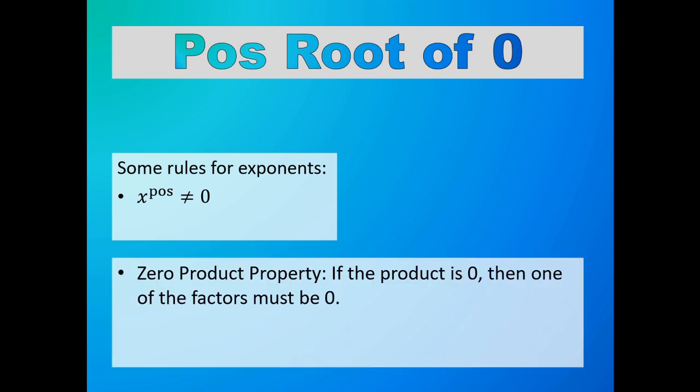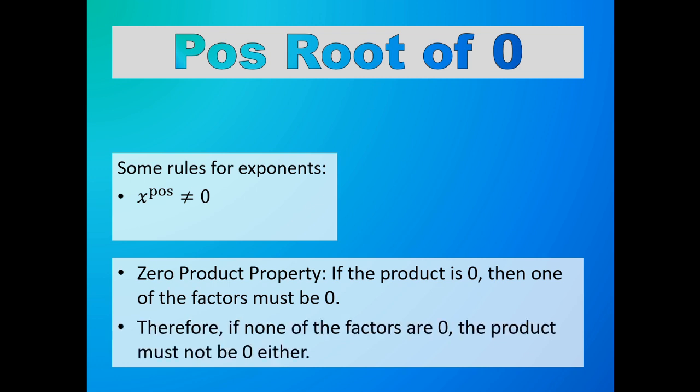Here's why. We already explained why the zero product property is true in this set of videos. It states that if the product is 0, then one of the factors must be 0. Now, a factor means one of the numbers being multiplied together. Because of this, if none of the factors are 0, the product must not be 0 either. We know this is the case for x to the positive power because x is not equal to 0 in this set of videos, and also, the definition of exponents is repeated multiplication. Additionally, 0 to a positive power is equal to 0.